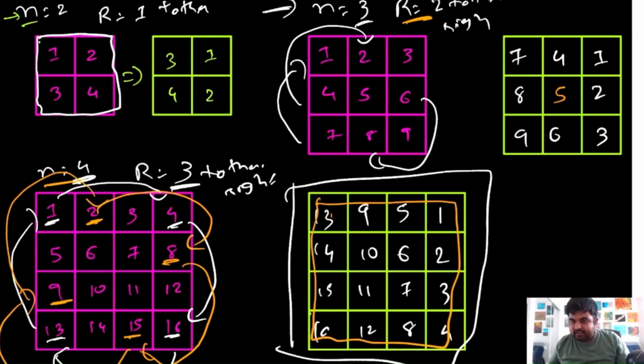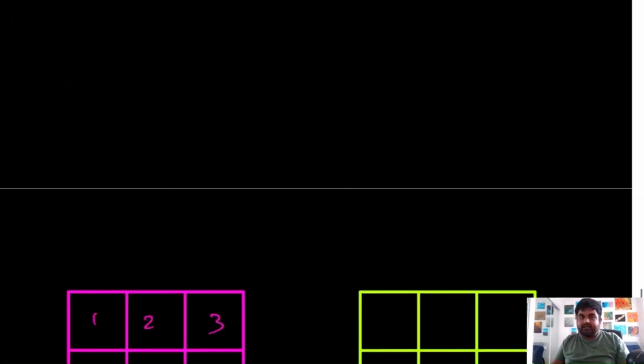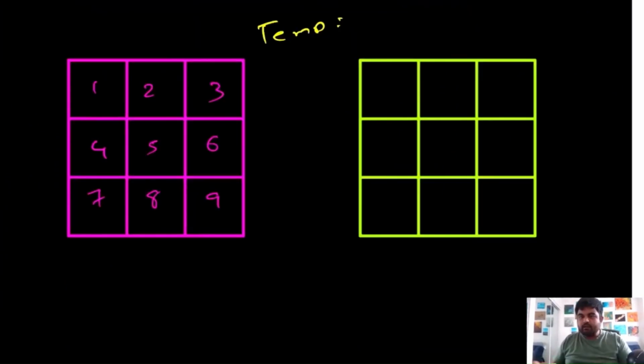Once that is done, we will come inwards and start filling the inner layer based on whatever the number n we have. And that is the approach we are going to take. Okay, so suppose we have a 3 by 3 matrix, and I'm going to show you the approach we are planning to take.